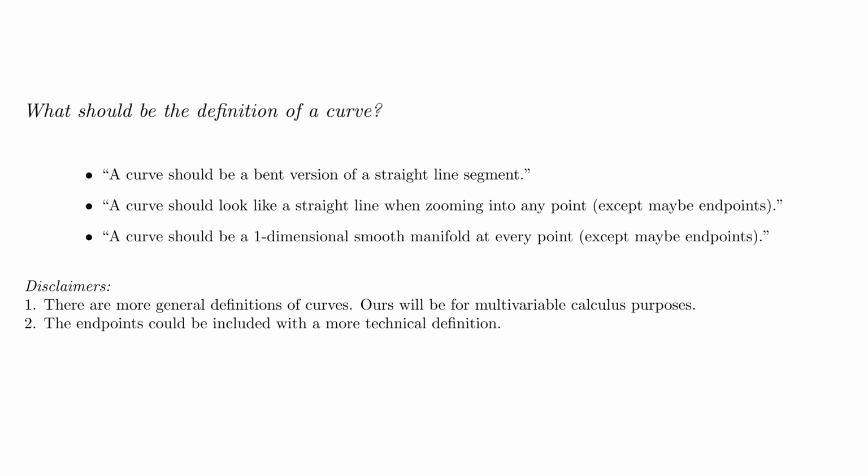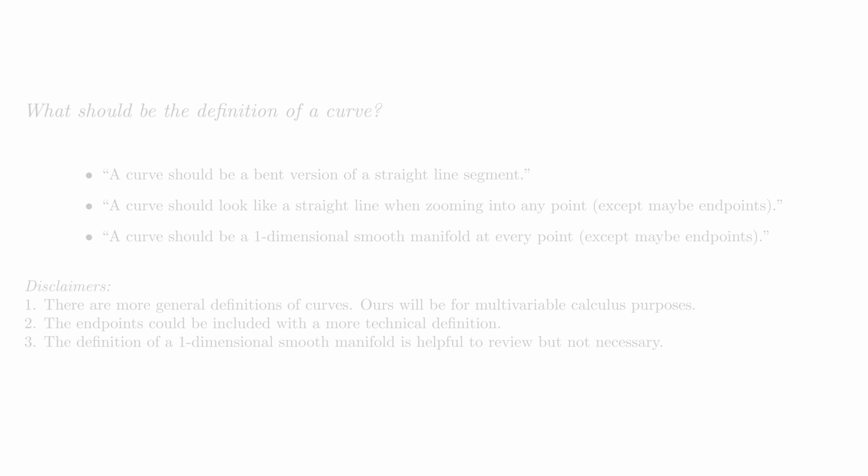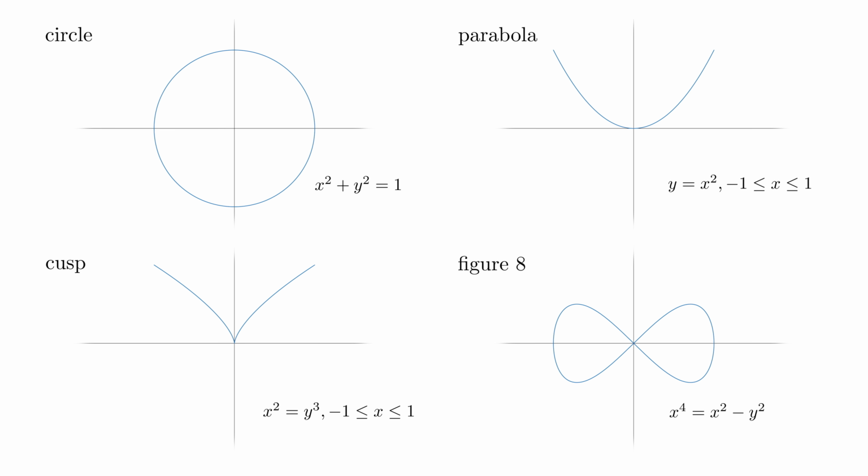Second, the endpoints could be included with a more technical definition, but we're ignoring this for simplicity. Third, you may want to pause to review the definition of a one-dimensional smooth manifold, but it's not necessary. The second description will be helpful enough. Which of our 4 examples will pass this informal criterion?